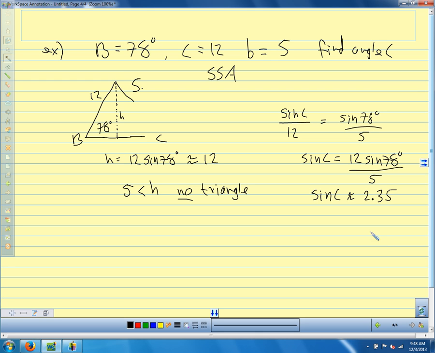So what does this tell us? If you tried to find the inverse sine of 2.35 in your calculator, what would your calculator tell you? Error. Because there's no angle that has a sine of 2.35, right? The sine of an angle is between -1 and 1. So if you plug this in your calculator to find angle C, the inverse sine of 2.35, you would get an error. So there's no possible angle C that has a sine of 2.35. So this would tell you no triangle.